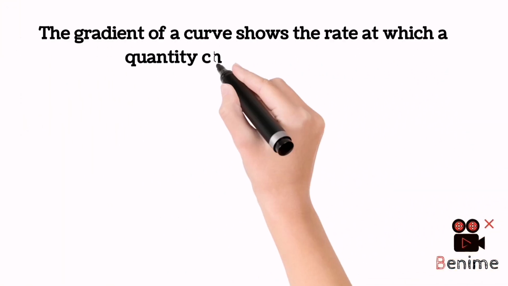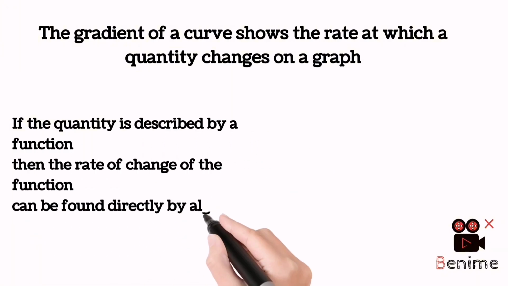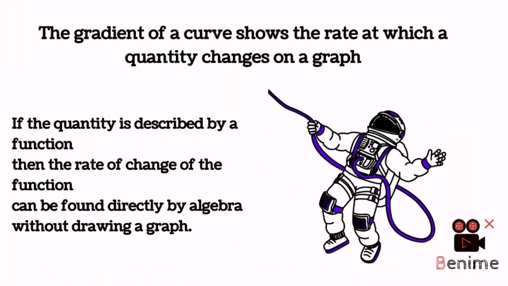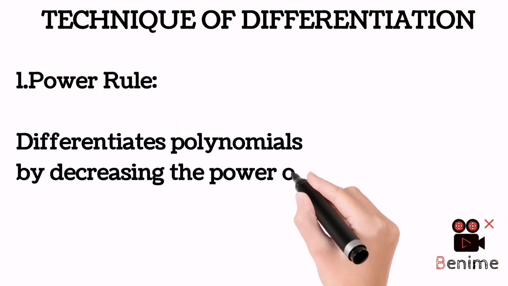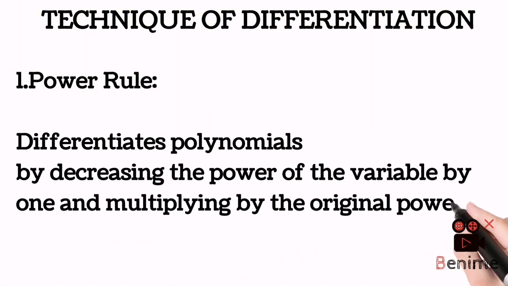The gradient of a curve shows the rate at which a quantity changes on the graph. If the quantity is described by a function, then the rate of change of the function can be found directly by algebra without drawing a graph. There are several techniques in differentiation. The first one is the power rule. Differentiate polynomials by increasing the power of the variable by 1 and multiplying by the original power.